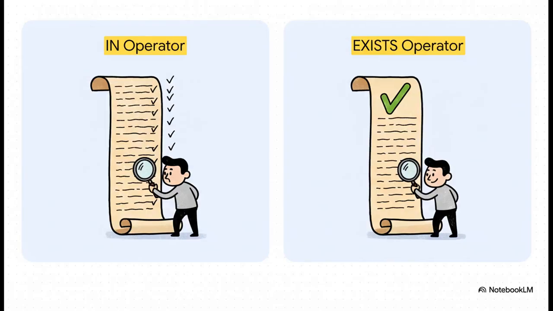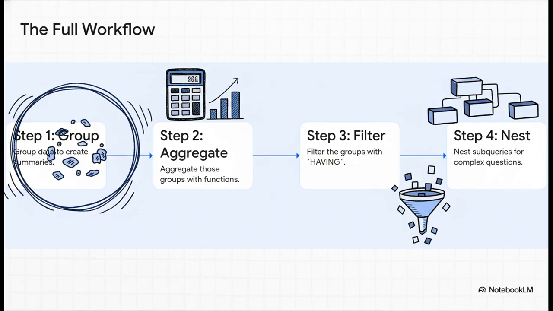Now, what's really interesting here is the performance insight. When you just need to know if a relationship exists at all, for example, show me all the customers who have placed at least one order, EXISTS is your best friend. The IN operator would have to build a full list of all the matching orders, but EXISTS just checks for the presence of a single row and then stops, which makes it way more efficient for these simple existence checks.